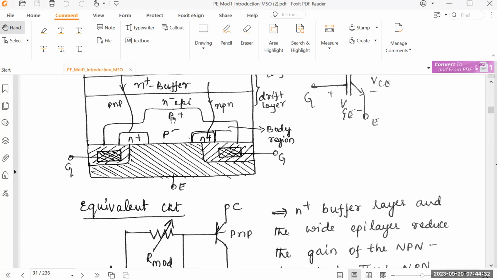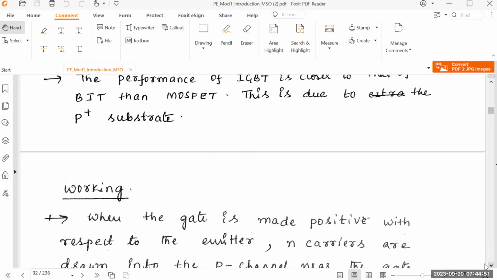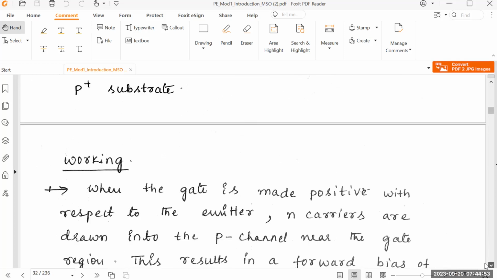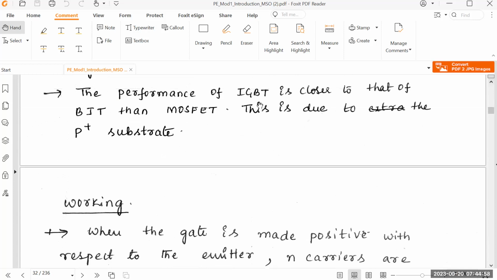Because of this P plus substrate, which is written here as the body region, the other name for the body being the substrate region, it is a P plus substrate region. Because of it, the performance of your IGBT will be more similar to the BJT than to the MOSFET. The main reason is this P plus substrate.